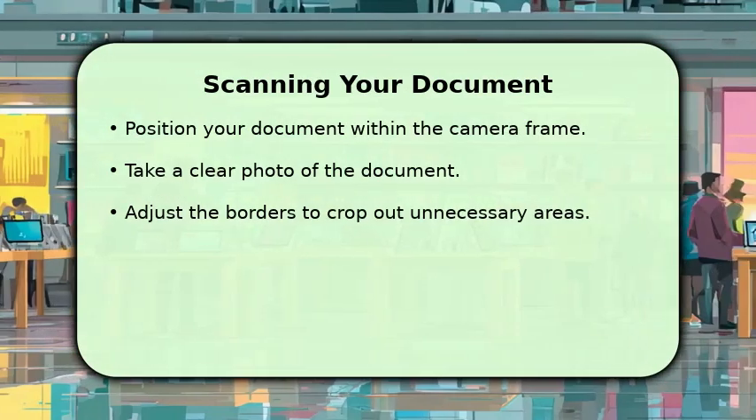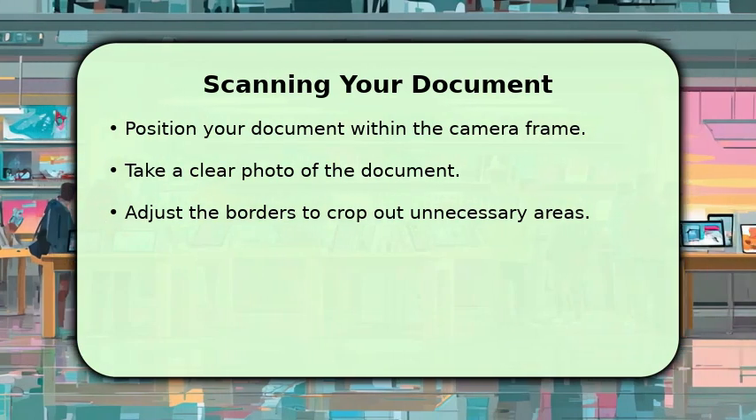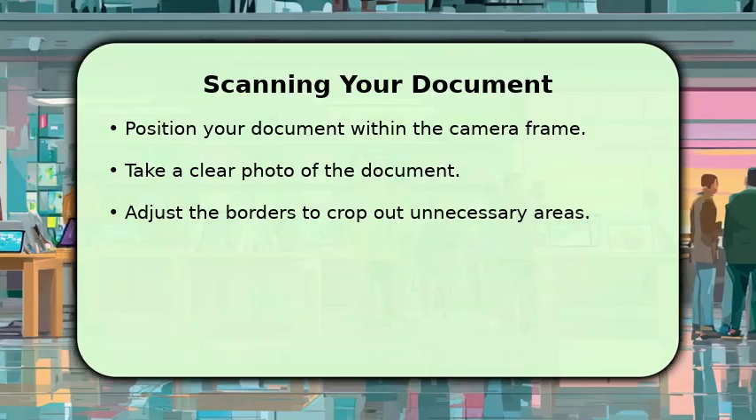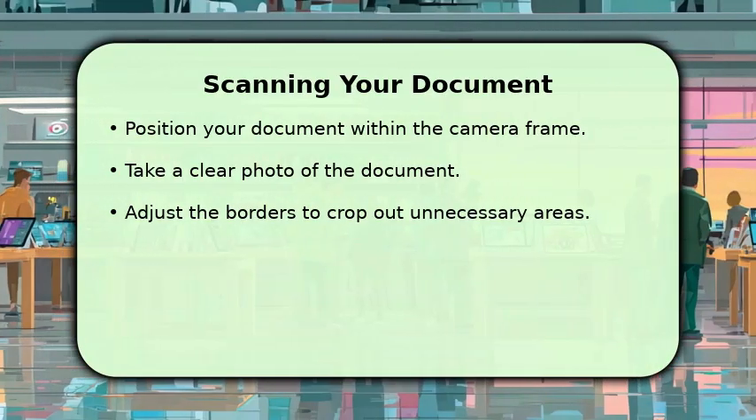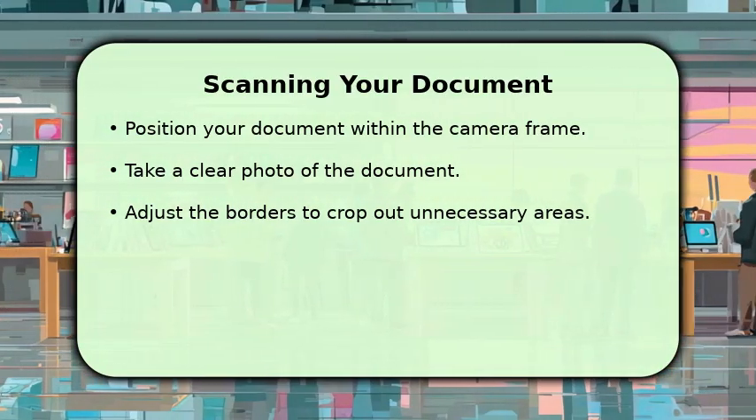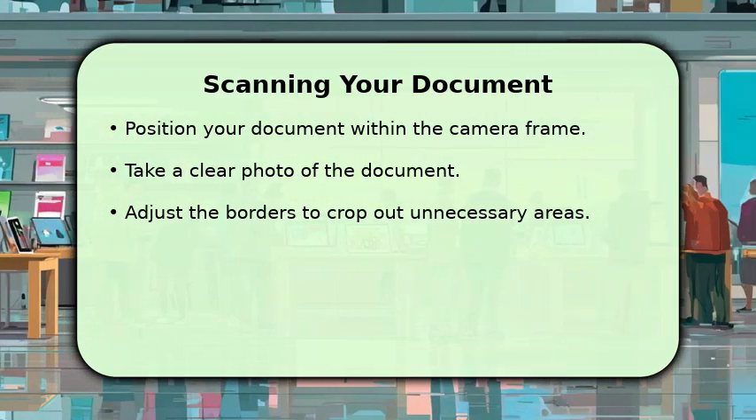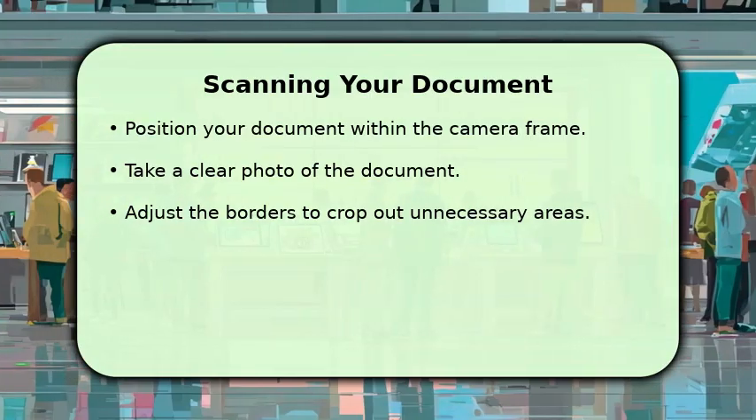Now that you're ready, position your document carefully within the camera's frame. Take a clear, steady photo, ensuring all text is legible. After capturing the image, CamScanner will automatically detect the document's edges. You can then manually adjust these borders to precisely crop out any unnecessary background.